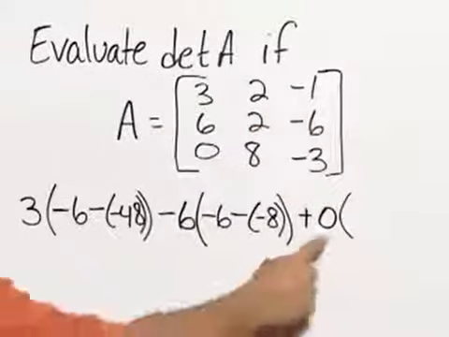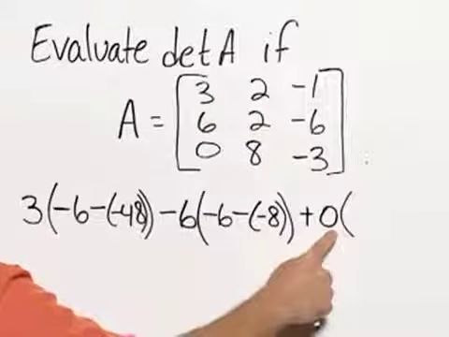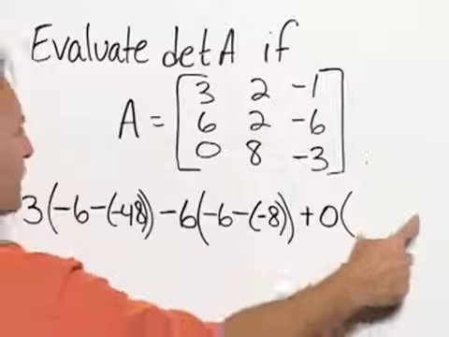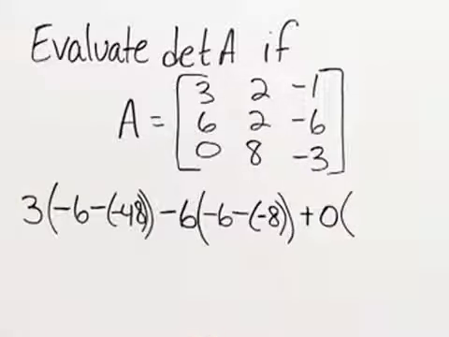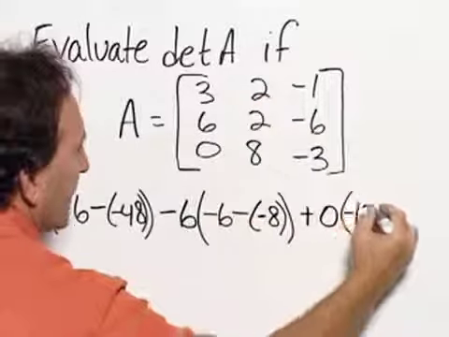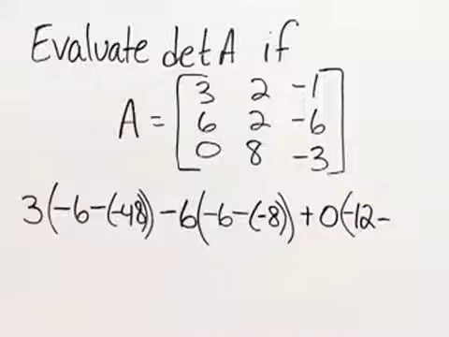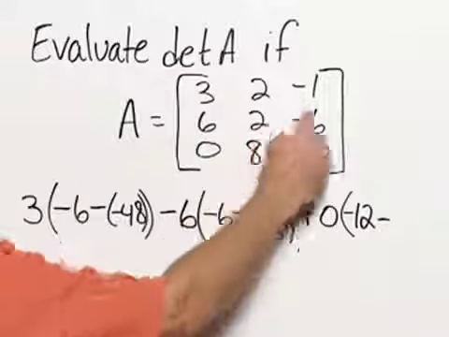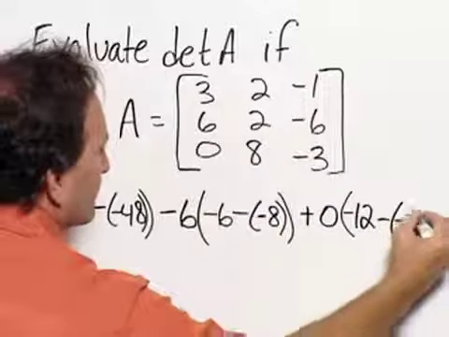However, we're going to be multiplying that by 0. And therefore, we don't really need to evaluate this, but let's at least show that what it would be is 2 times negative 6, which is negative 12, minus 2 times negative 1, which is negative 2.